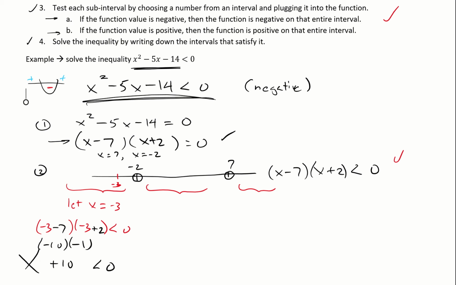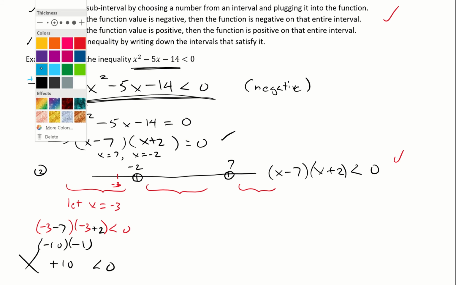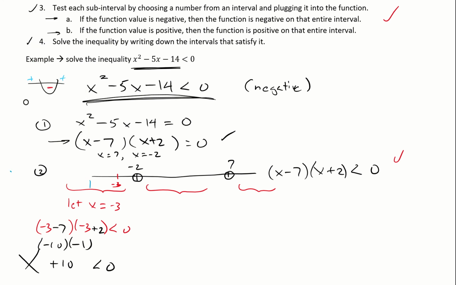In fact, it's kind of cool to do it this way too. We do this in calculus. We just go, hey, that's a positive interval right there. But we don't want positive, we want negative. Okay, so we go to the next interval and try it again.